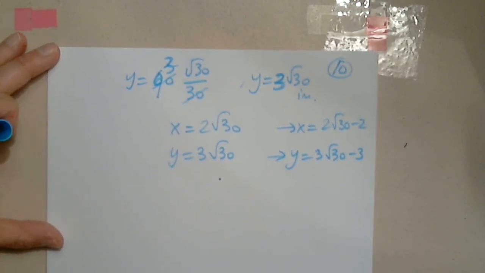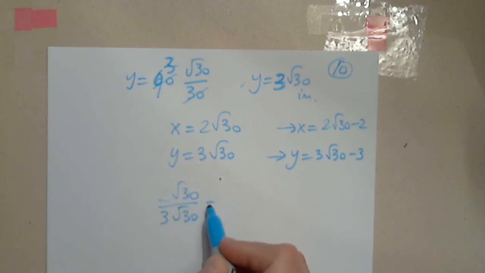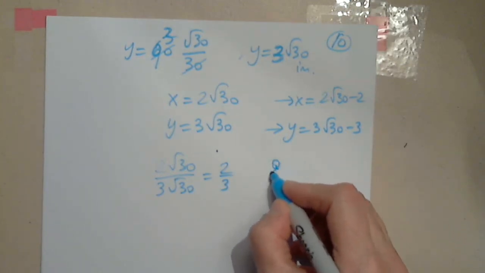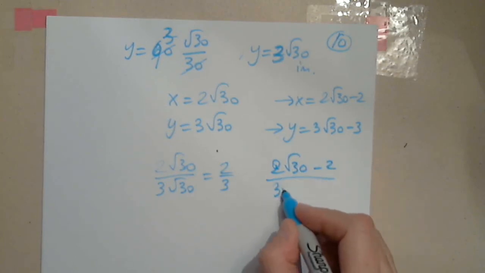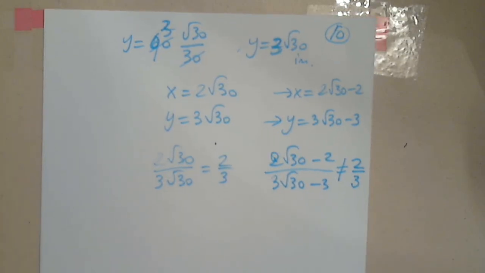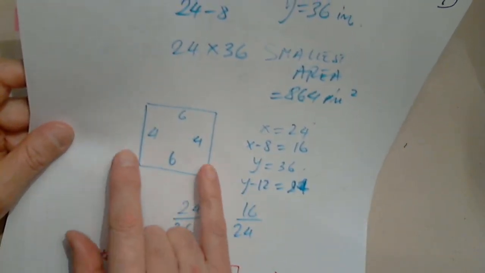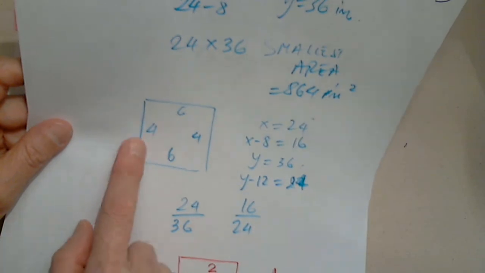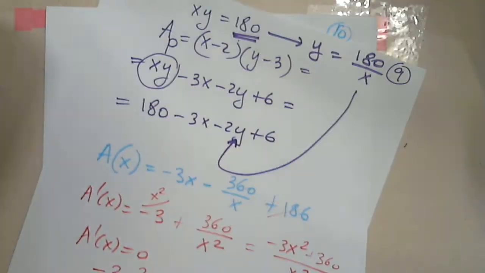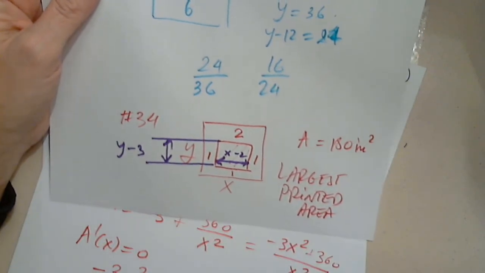Okay, it's recording now. So 2 to the square root of 30 over 3 to the square root of 30 is 2/3, but this one is not 2/3. So 2 to the square root of 30 minus 2 over 3 to the square root of 30 minus 3 does not equal 2/3. So I was right when I anticipated that. In this particular case, it happened because these two top and bottom are the same and these two are the same. But it doesn't happen in this scenario because I have 1, 1 and 1, 2. So that messes up the ratio.